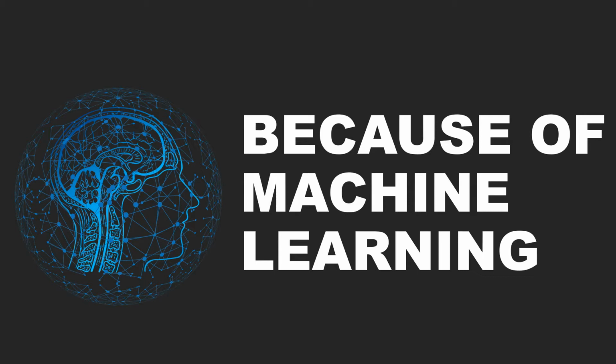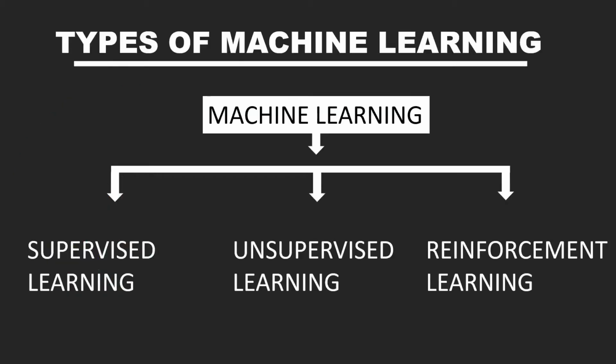Okay, so now let's talk about the types of machine learning. Machine learning is basically of three types. The first one is supervised learning, the second one is unsupervised learning, and the third one is reinforcement learning, also called agent-based learning. So now let's talk about what supervised machine learning actually is.